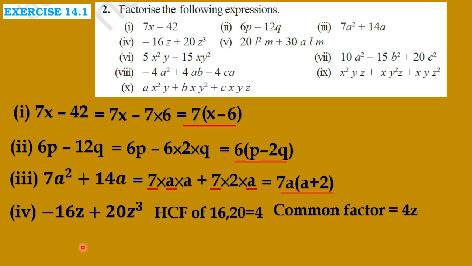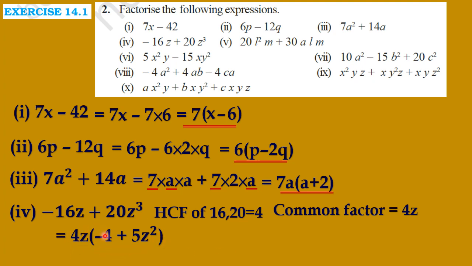Then when you take 4z, what will be left in the first term? 4 into 4, 16. Here 4 into 5, 20. So let us see what will happen. 4z common. So minus 16: 4 into minus 4 is minus 16, so minus 4 has come here. Plus 4 into 5, 20. Here z cube, z is common, so one z came out. How many z will remain in the power? 2z. So z square. So 4z into minus 4 plus 5z square.